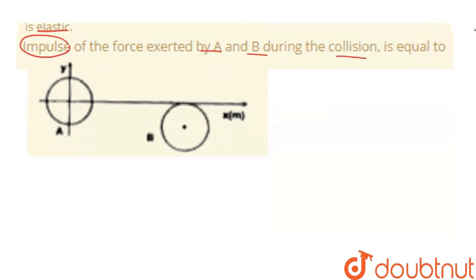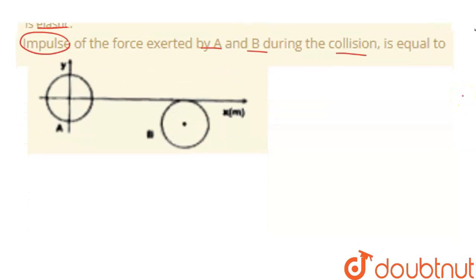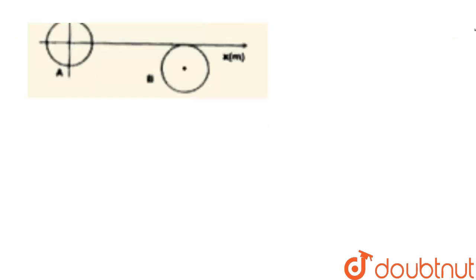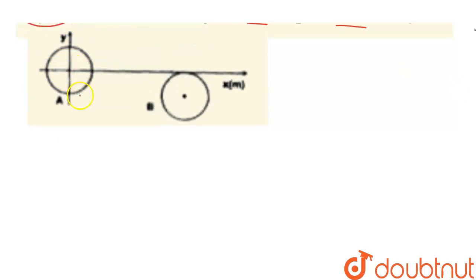Alright, so we have to find the value of impulse. So first of all, what is impulse? Basically, impulse here will be the change in momentum between A and B. Before that, we first have to understand the velocities acting on these blocks.